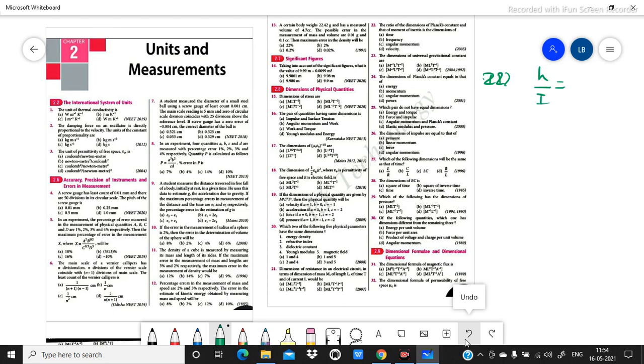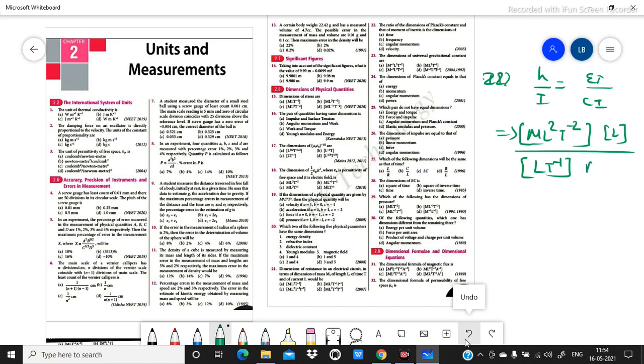So h is nothing but E lambda, and moment of inertia is C into I. So you can do like this: M L2 T to the power minus 2, this is energy, into wavelength, which is L, length, divided by light velocity, so L T minus 1, into I, moment of inertia, M L squared. So after doing all this calculation, I am getting T inverse, which is nothing but frequency. So I can say the correct answer is frequency.